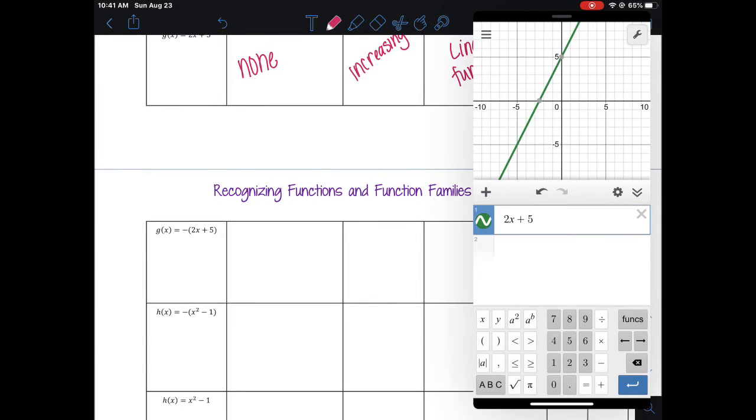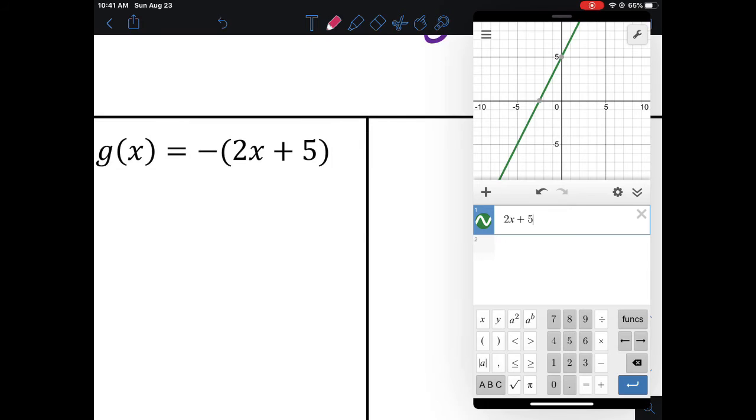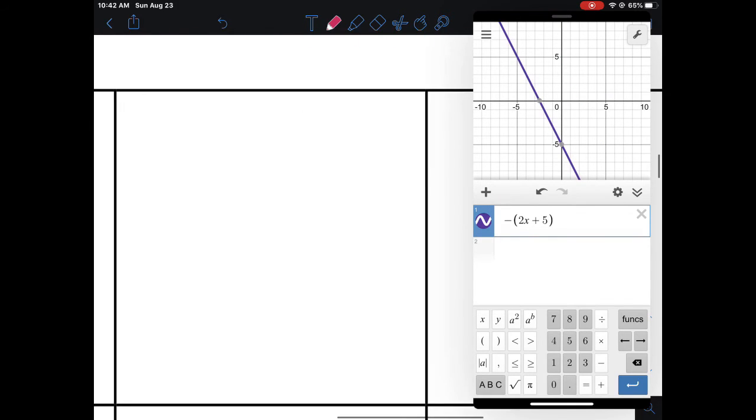All right. Next one, g of x equals negative, parentheses, 2x plus 5. Make sure that you include your parentheses. If you don't, it's going to totally change what your graph looks like. So I have negative, parenthesis, 2x plus 5. And just in case you don't believe me, if you just put a negative in front of the 2x, notice how the green line, which is the wrong one, is much different from the purple line, which is the correct one. So I'm going to get rid of this green line because it's incorrect.